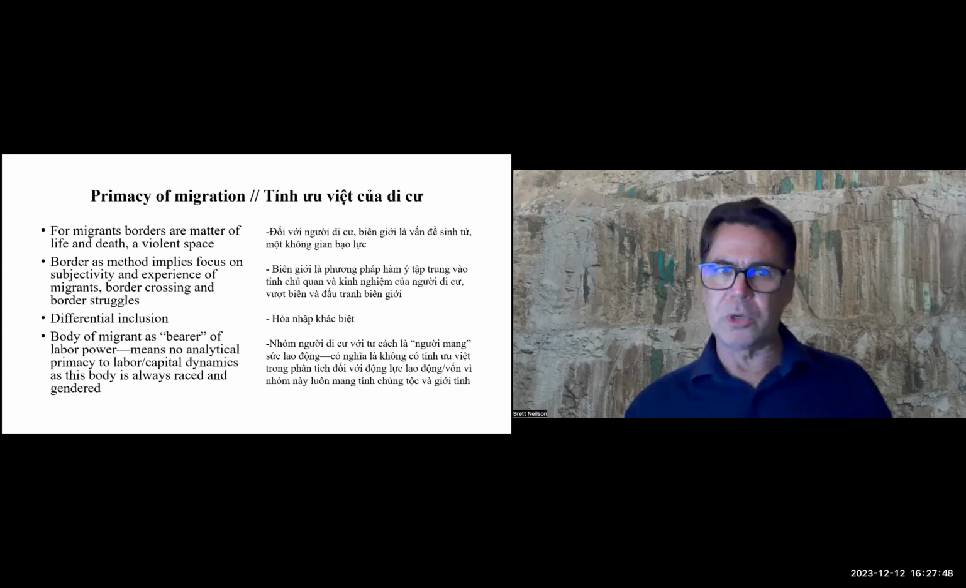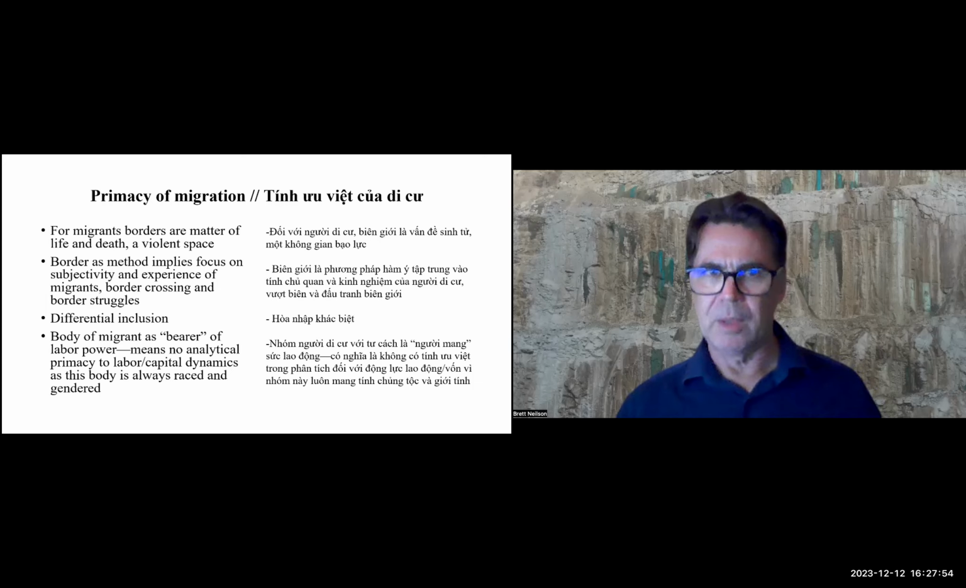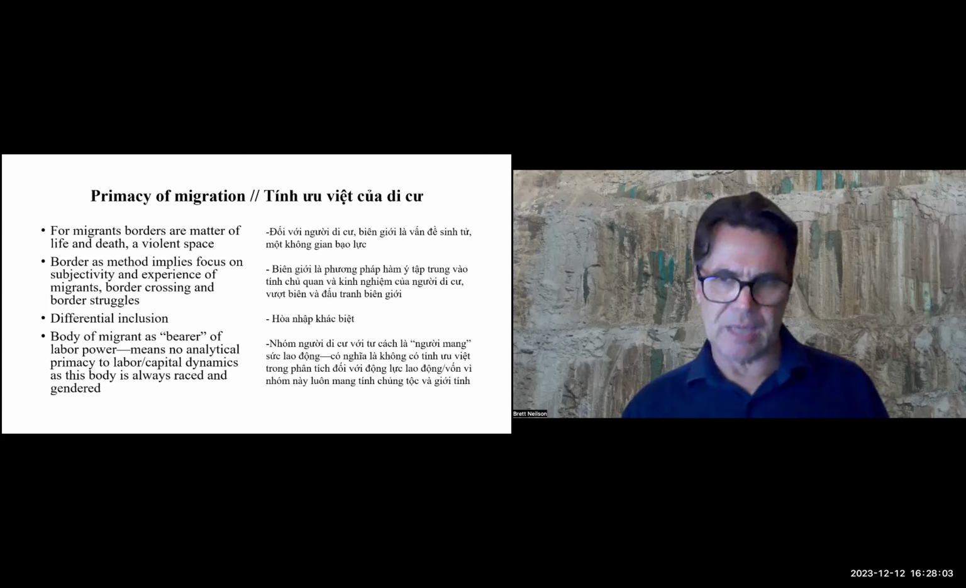borders are a violent space. They're a site of perhaps the most extreme social violence, and to cross a border for such a migratory subject is often a matter of life and death.